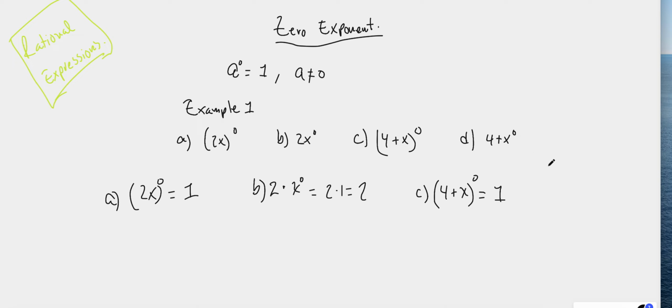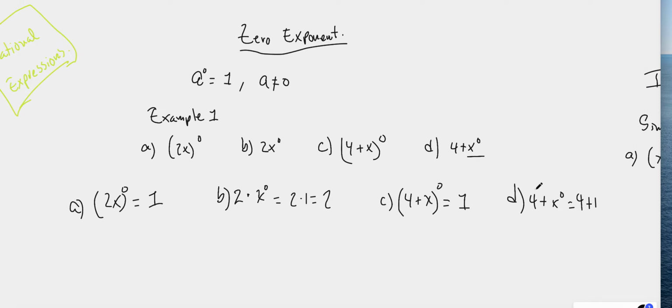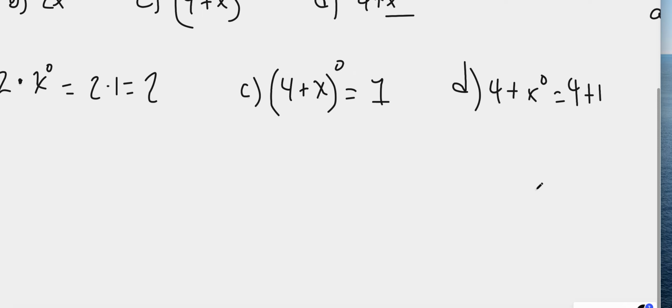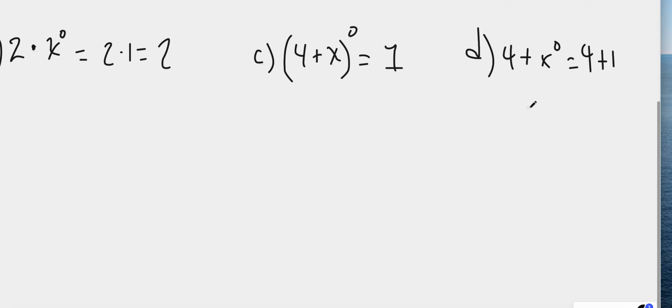And lastly, we have 4 plus x to the power of 0. Now, in this particular case, x is the only one raised to the power of 0. So that is the same as 4 plus 1. So 4 plus 1 is equal to 5. And there we have our answer.